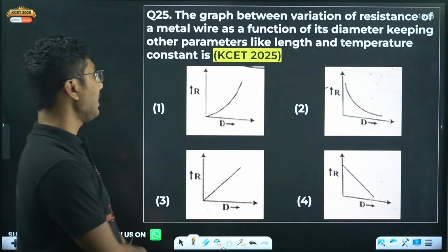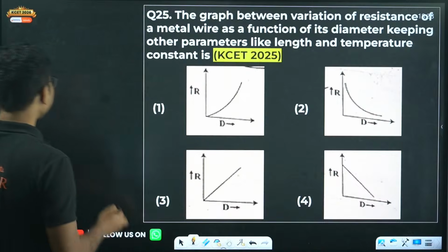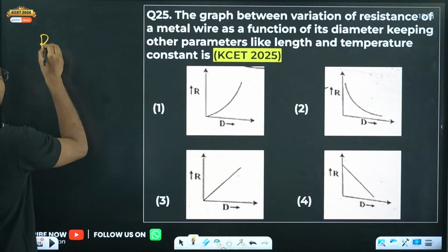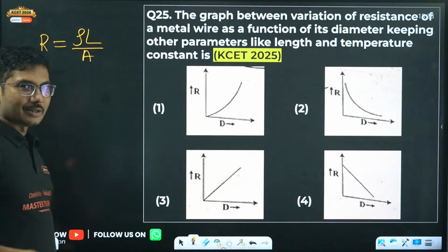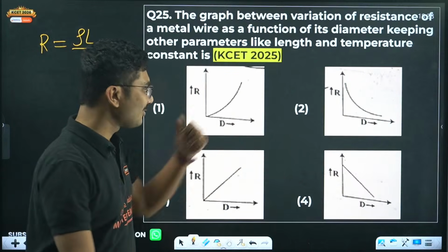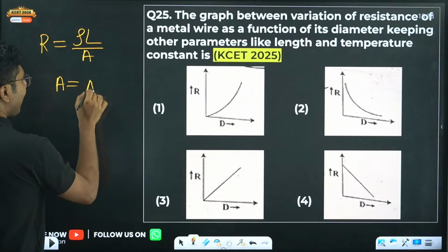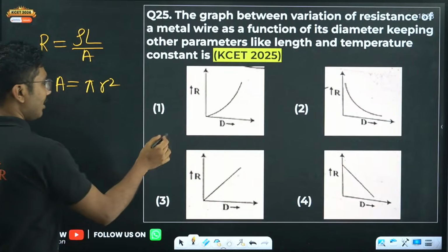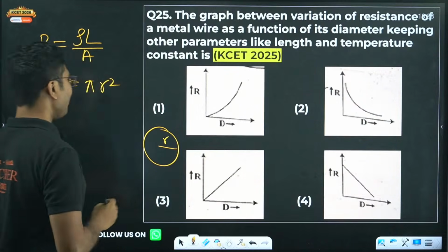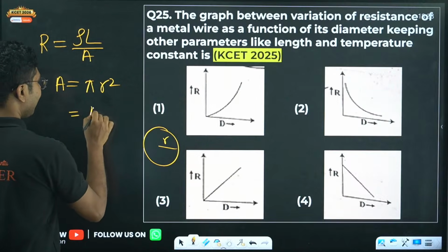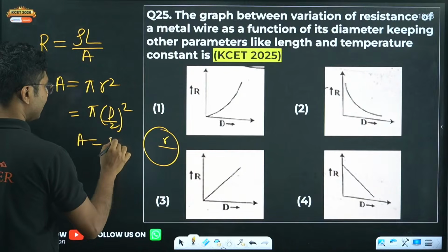Now the next question: the graph of the variation of resistance of a metal wire as a function of its diameter, keeping parameters like length and temperature constant. Resistance is given by rho L by A. So where is the diameter? It's a flat line, but that option is not given, so you have to dig deeper, because the area of a circular or cylindrical wire is pi r square. Now what is r? r is nothing but diameter by 2. So the area is actually pi d square by 4.